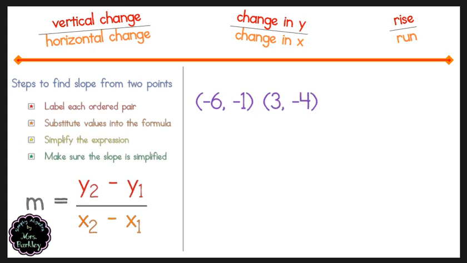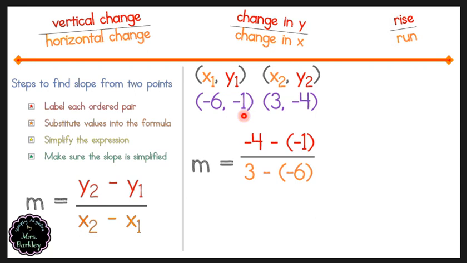So if we have the ordered pair -6, -1, and 3, -4, I'm going to label those as our first ordered pair and our second ordered pair. So when we substitute this into the slope formula, our y sub 2 is -4 minus our y sub 1, which is -1. One of the really key parts to remember is that this minus sign is that difference, that change in our y. So just because there's a minus sign here, you have to be true to what the y sub 1 value is, which is -1. So make sure that you substitute those values in correctly.